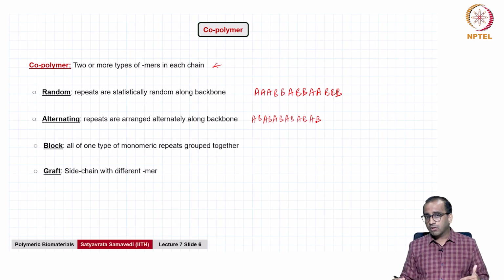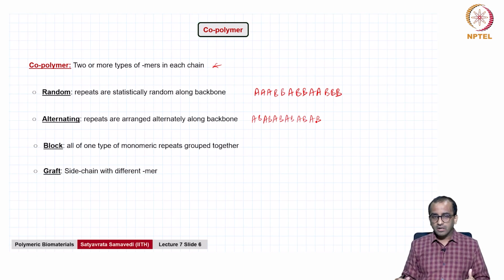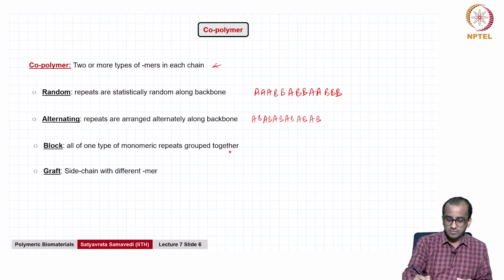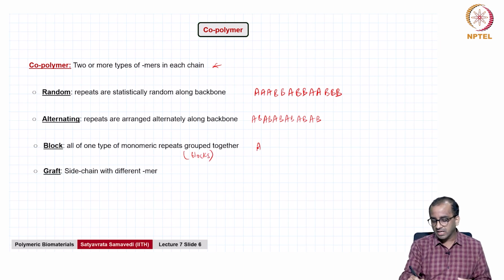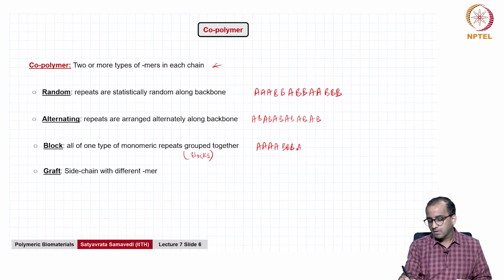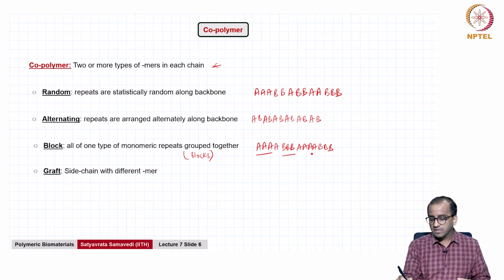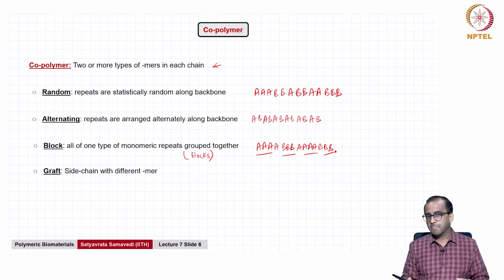You can also have something called a block copolymer, where the monomeric units of one type are grouped together in what are called blocks. So, you can have something like this and so on, where each of these would be considered a block.